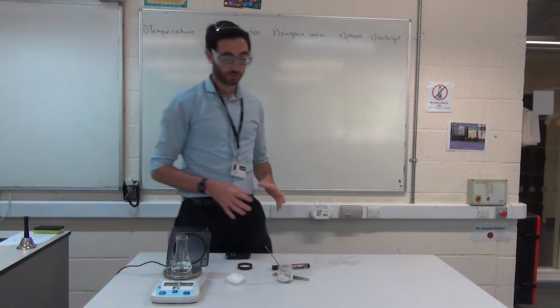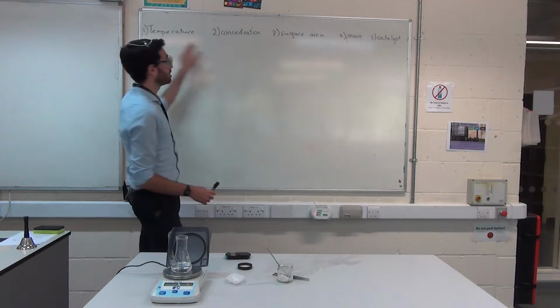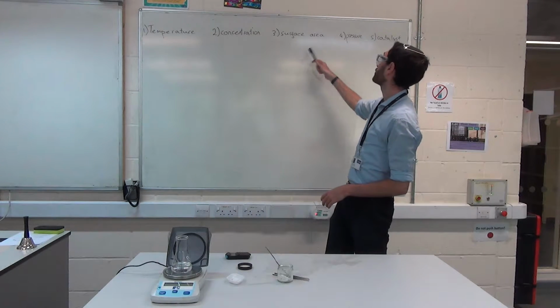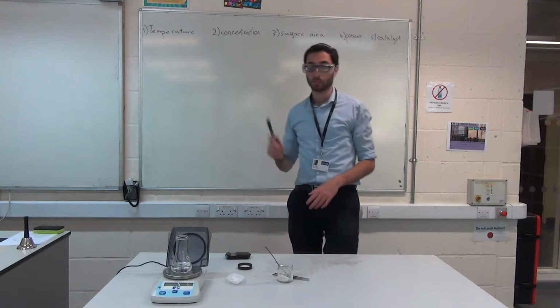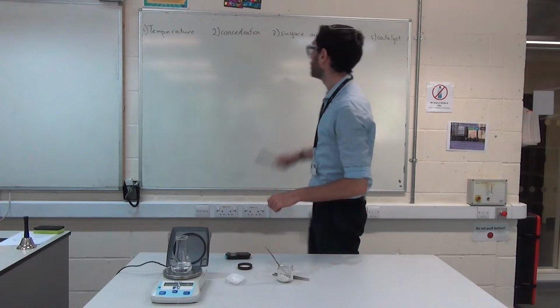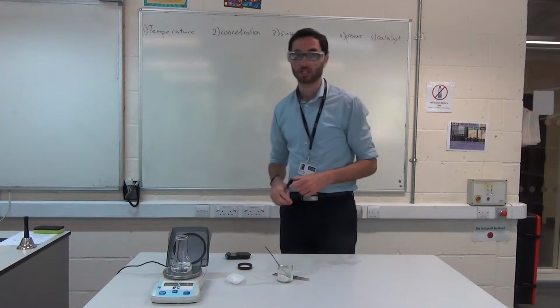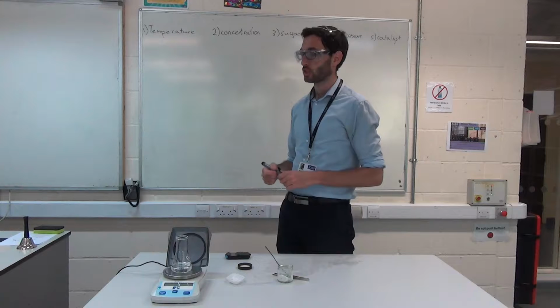When we're talking about rate of reaction, we are generally talking about one of these 5 variables. We're looking at temperature, concentration, surface area, pressure, or catalyst. And we're going to try and look at each of those today, with the exception of pressure. We don't really look at pressure in the lab because we don't have the specialised equipment to be able to do things along those lines.